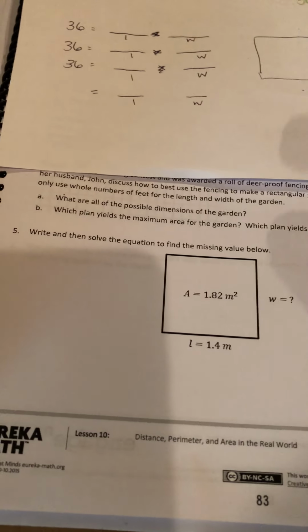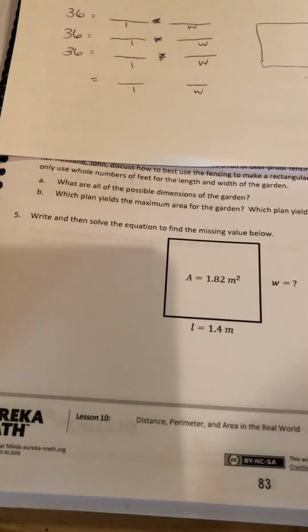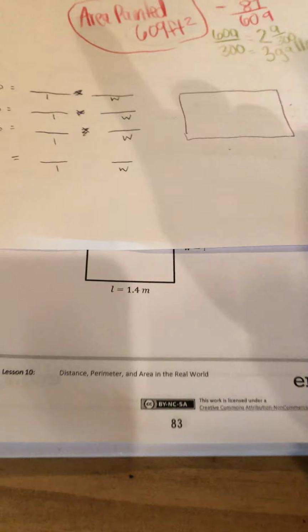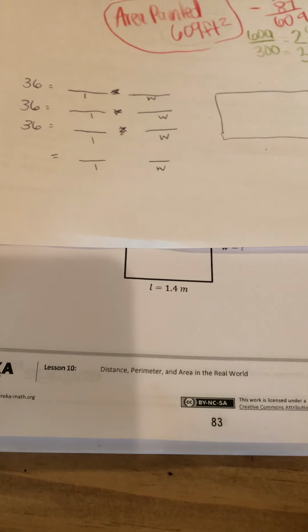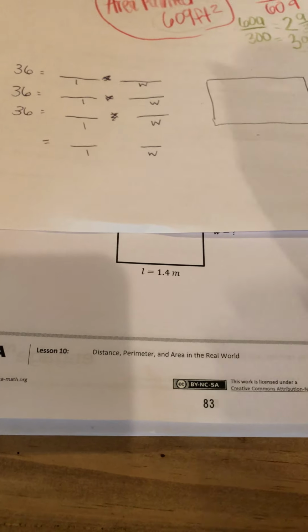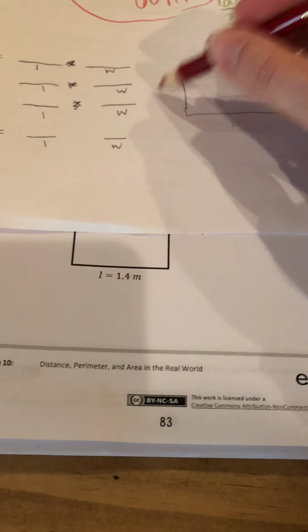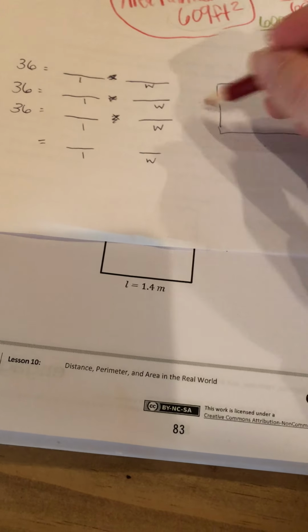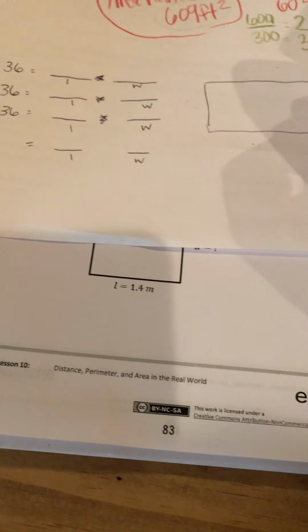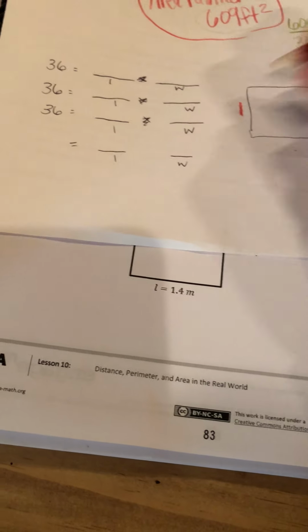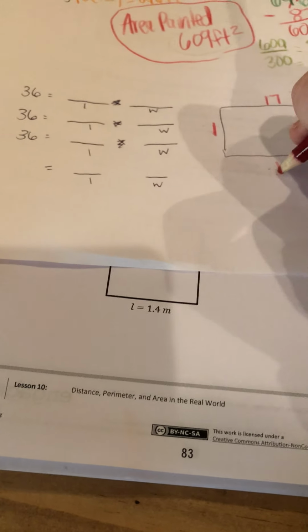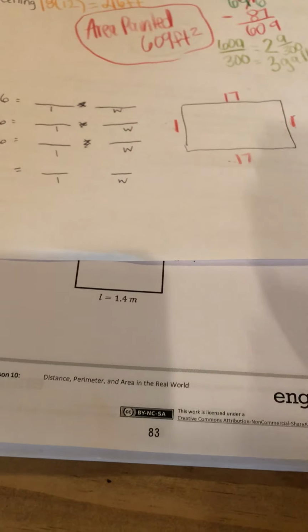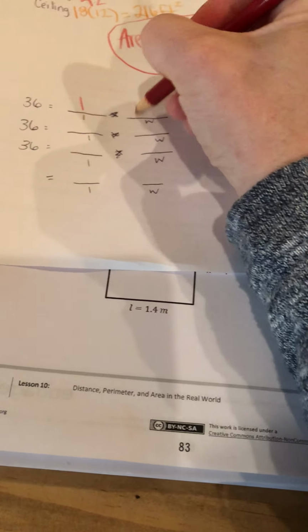We could go on and list them. I'm only going to do part A. So the fencing goes around, so I'm not working with area. I'm actually working with perimeter. So I need to think of a number that I could add to get all sides to equal 36. So I could do 1 and 1 and 17 and 17. There's one option. So it could be a 1 by 17.